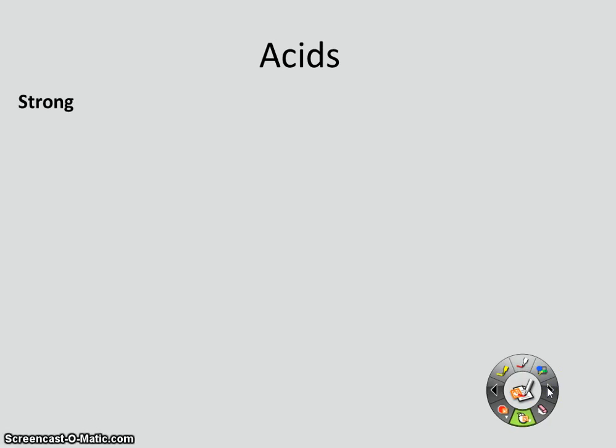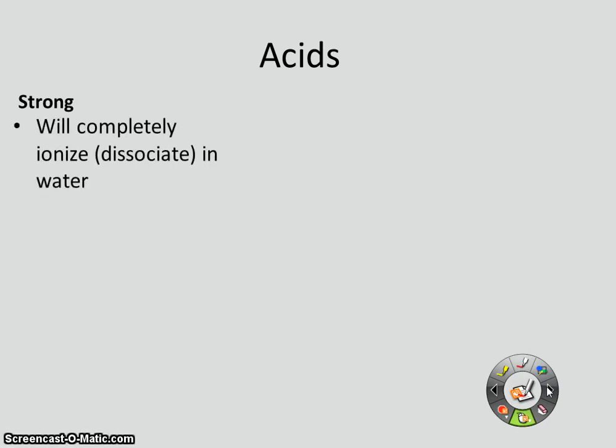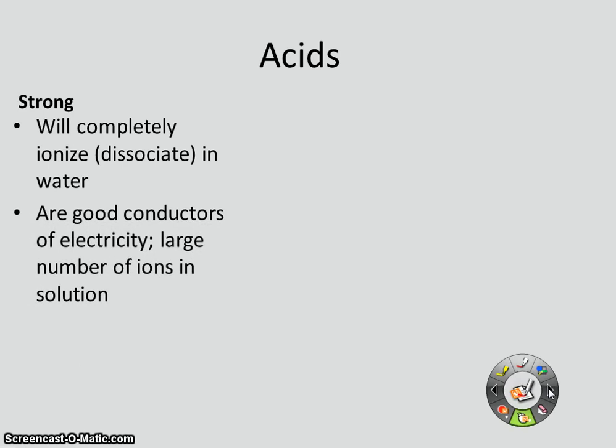Your really strong acids are going to completely ionize or dissociate in water. So they're going to break apart. You're going to have one hydrogen break off from the rest of the ion. Strong acids are going to be good conductors of electricity because there's going to be a large number of ions in the solution because they have completely dissociated.